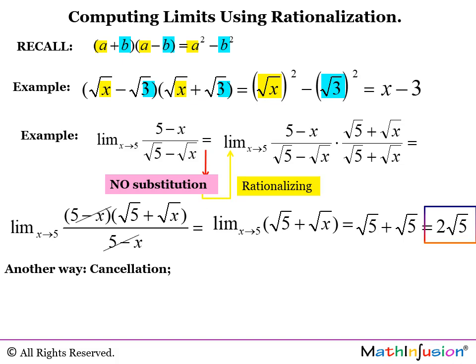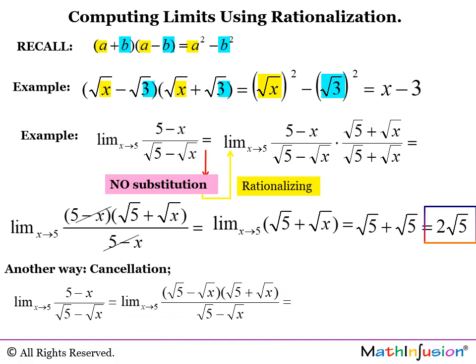Here is another way. We can also use, in this case, cancellation, because we can break down the 5 minus x. We can write the 5 minus x as the square root of 5 minus square root of x times square root of 5 plus square root of x. And now we can cancel that, and we get this.